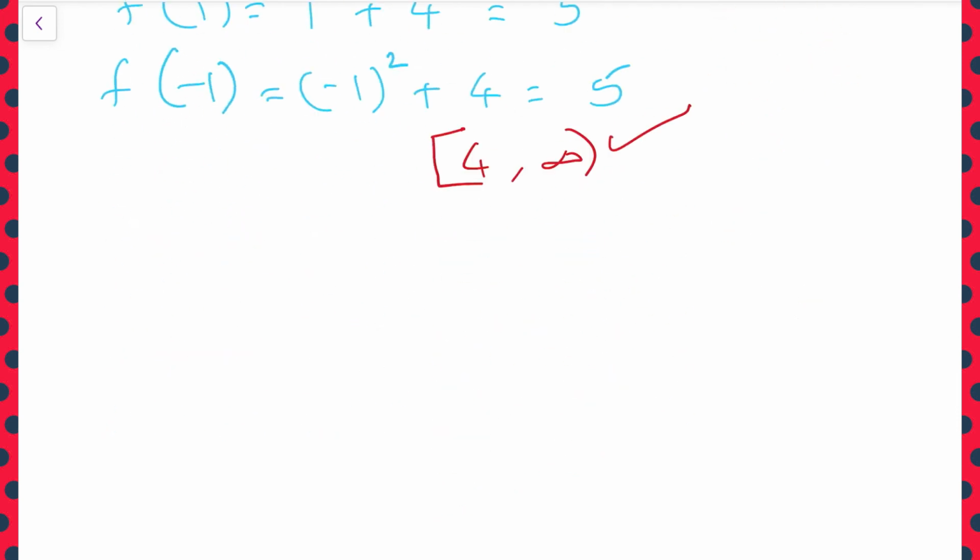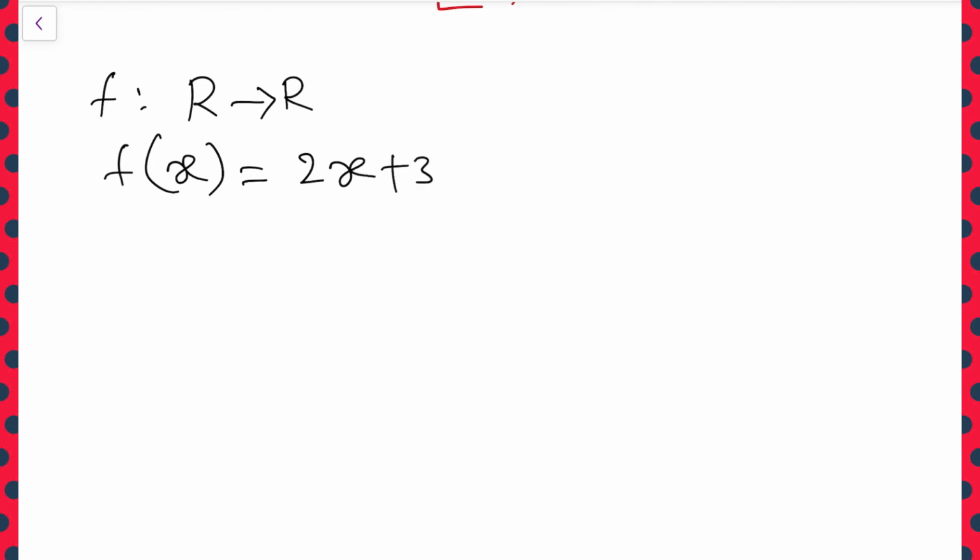Now next example. F is a function from R to R, and that function is defined as f of x is equal to 2x plus 3. Let us check whether this is a bijection or not.